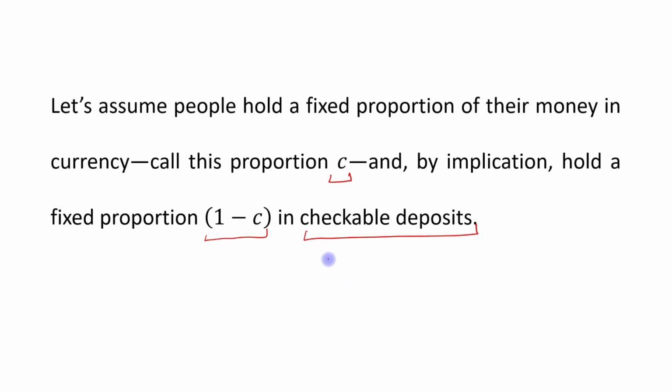I think this concept is clear to you because we are talking about proportion, we are talking about fraction. So I am just taking an example that if c is 0.2, then the proportion for checkable deposits will become 1 minus 0.2, which is 0.8. Okay, so this proportion means fraction.